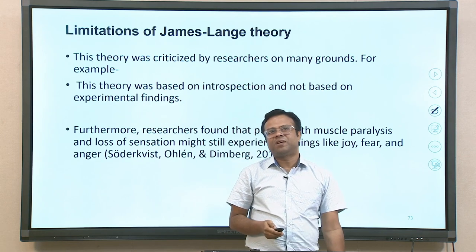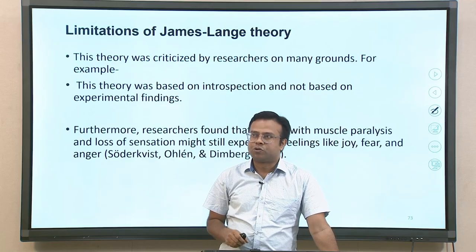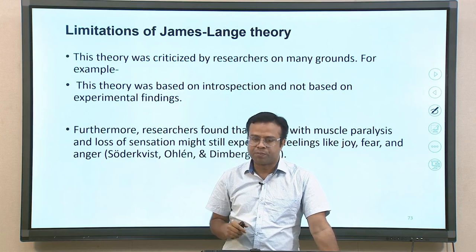Now, this theory has a lot of limitations because many people criticize it on many grounds. Let us see some of the criticisms. First, there was not much empirical support for this theory. There was no proper research-oriented support. It was mostly based on introspection, because one of the methods that William James used was introspection. So, a lot of these ideas came from introspection rather than proper experimental research.